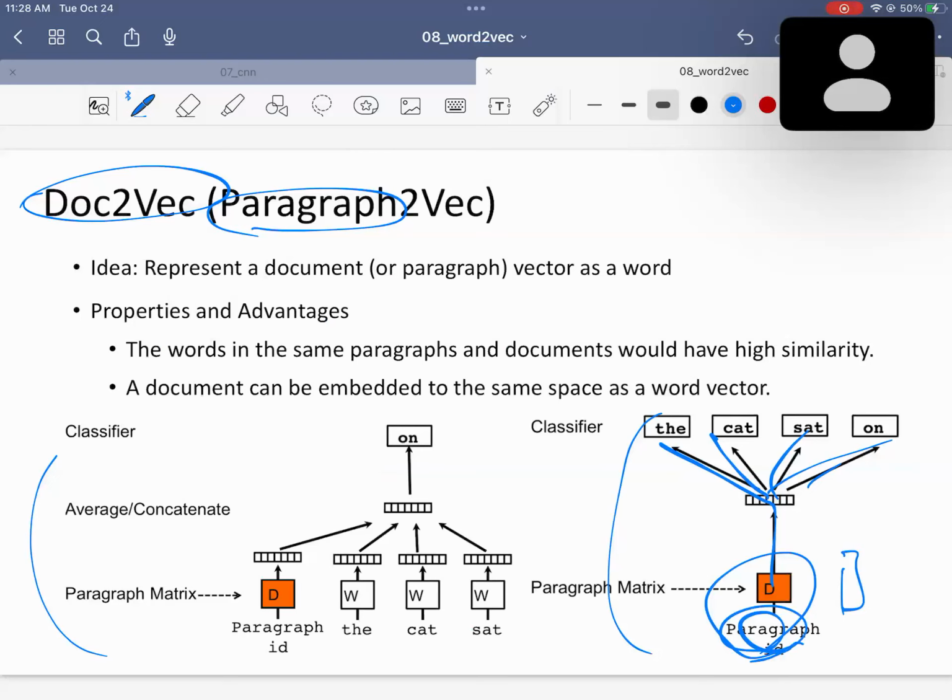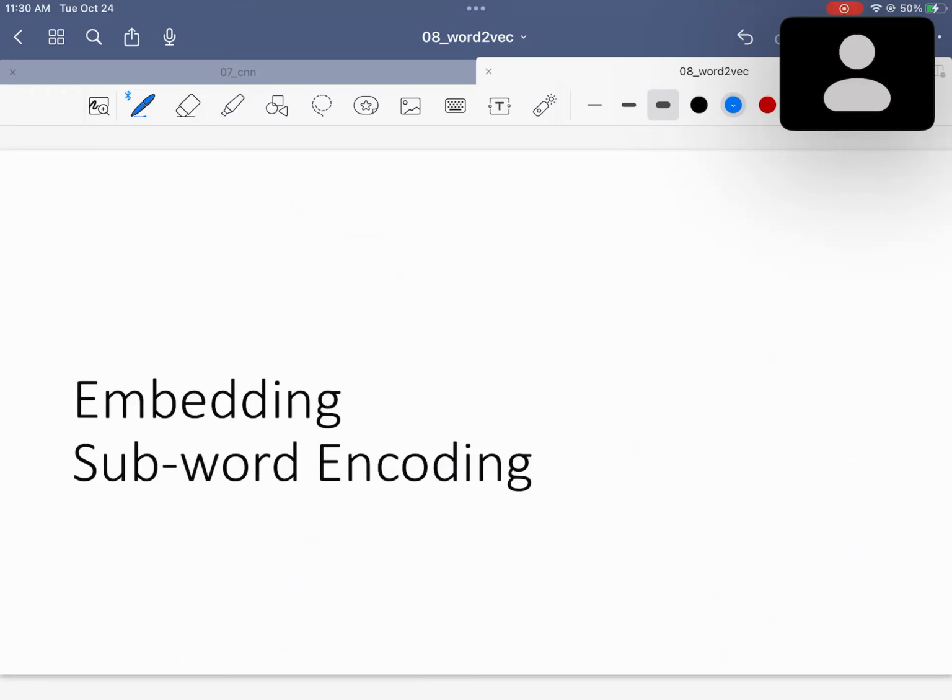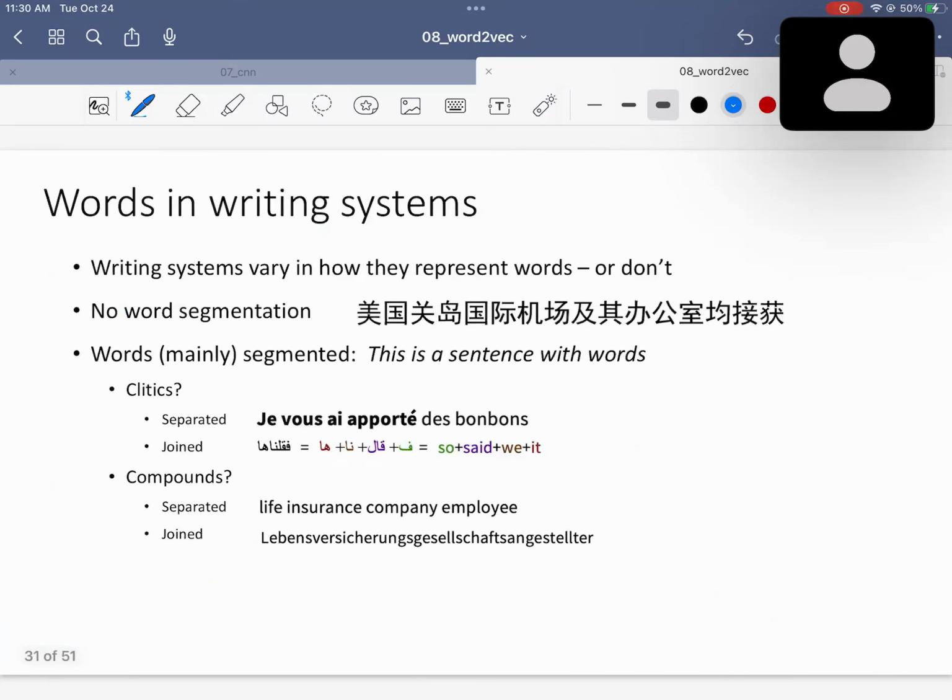All right, moving on. So if there are no more questions, moving on to subword encoding, which is the foundation of modern deep learning now, because everybody uses subword encoding. So subword encoding, words in writing systems. Words in writing vary very much by different languages and different writing styles. So far, what we've done is we looked at word embedding, but word embedding assumes that your language operates on words, right? So your text can be broken down into words, at the word level.